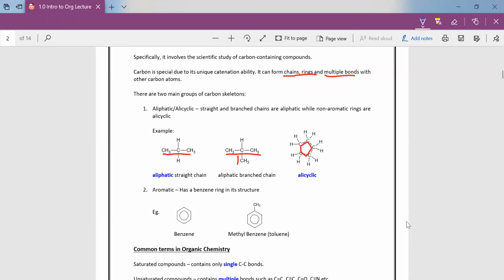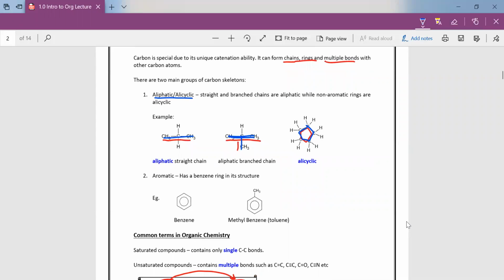Alright, so you have two main groups here. The aliphatic, alicyclic. So the aliphatic, you can see, follow the carbon chain here, and here, and also here. Okay, what's the difference between aliphatic and aromatic? Aromatic basically have a benzene ring. This thing here is your benzene ring. Any structures that has a benzene ring inside, we consider aromatic.